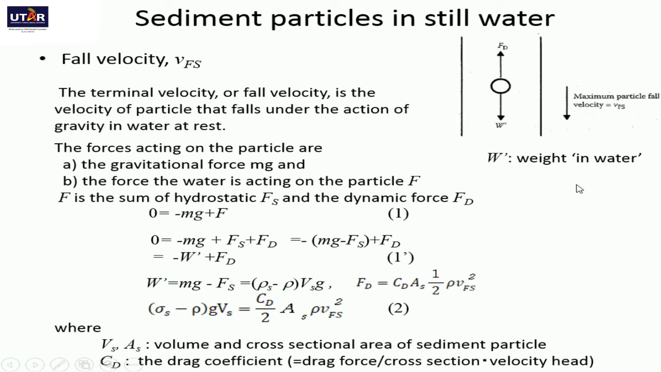The hydrodynamic force Fd depends on the speed and the exact shape of the particle and the water viscosity. If we use the drag coefficient Cd to express this force, it is written in this form. AS is the largest cross-sectional area of the particle, and Vfs is the fall velocity. So the fall velocity can be obtained by solving this equation 2.